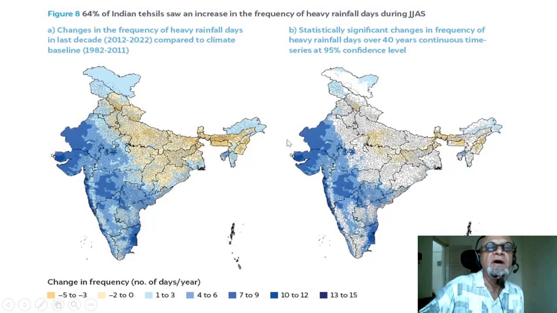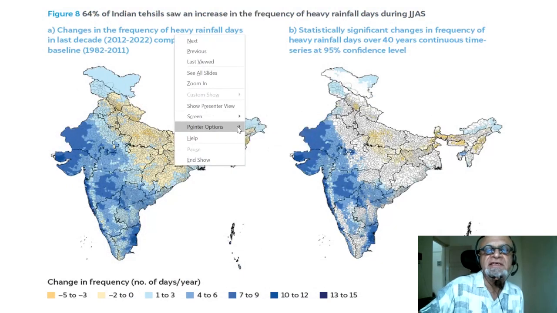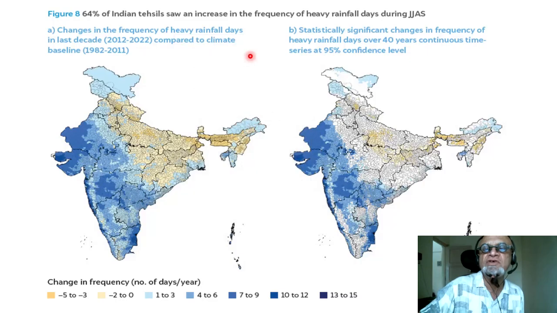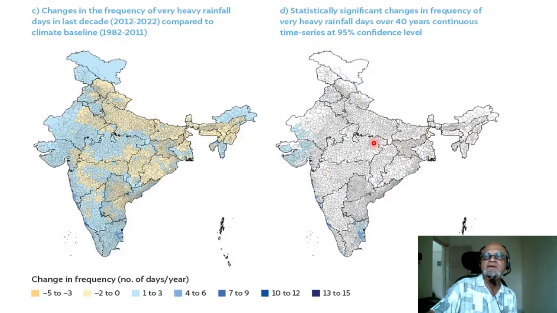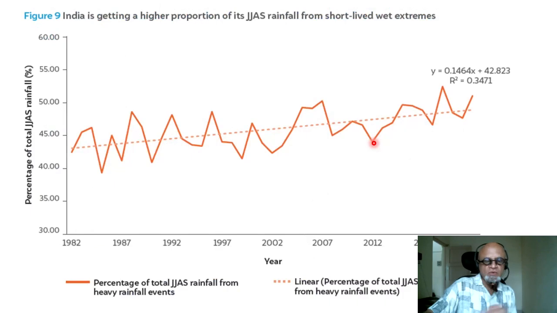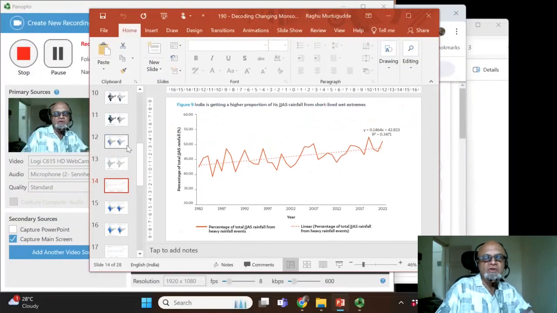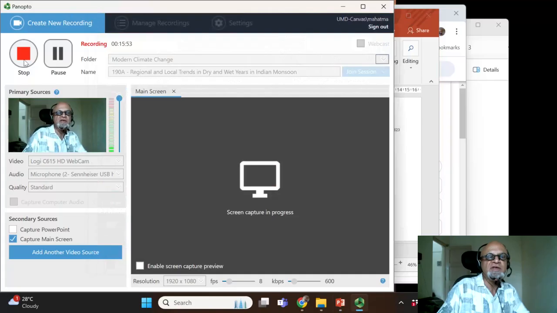So here, 64% of Indian tehsils saw an increase in the frequency of heavy rainfall days during JJAS. That's fine. This is showing changes in the frequency of heavy rainfall days in the last decade, and this is the 40-year trend. Okay, so statistically significant changes in the frequency of heavy rainfall days. This is changes in the frequency of, yeah, I cut off the title. This should be OND. Okay, so just go back and make sure. So we'll come back and continue the discussion, and I'll also look that up to make sure that I clarify it in the next podcast. Okay.